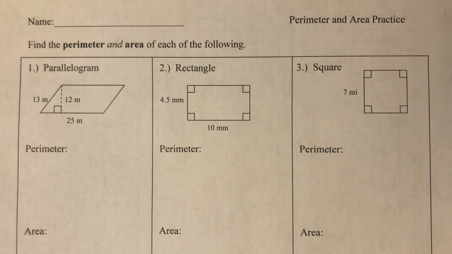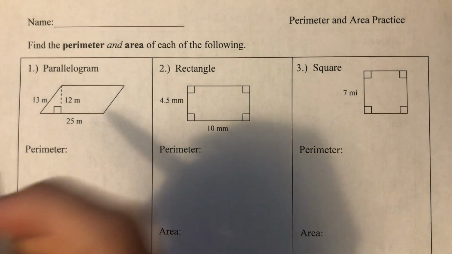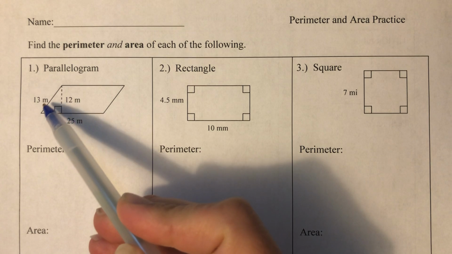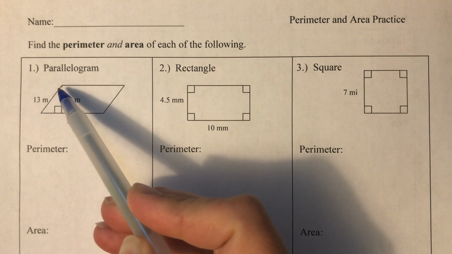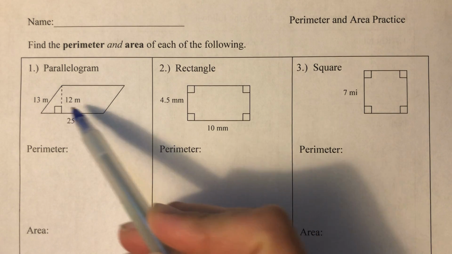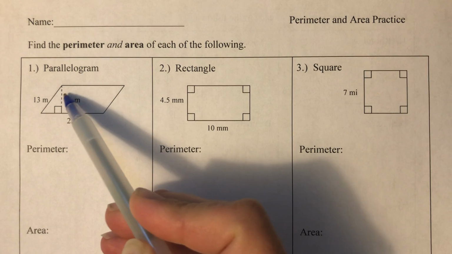So we will start with the parallelogram. So remember, perimeter is literally like taking a walk around the shape. It's the distance around the shape. We're going to add all the sides together. So 13 is along a side, right? 25 is along a side, but notice 12 is inside the parallelogram. We are not going to use 12 during our perimeter.